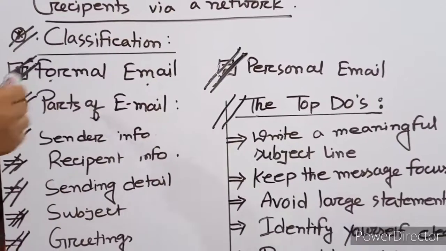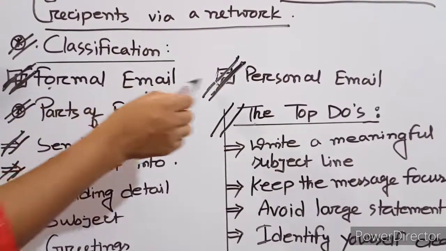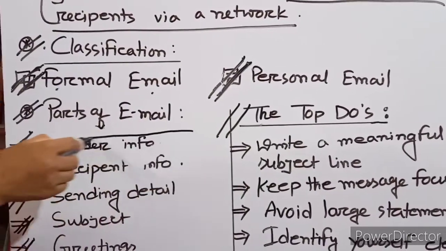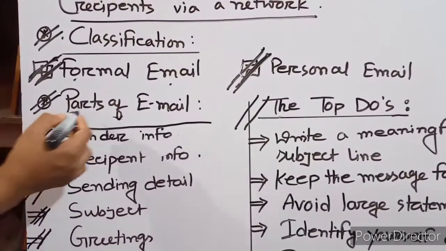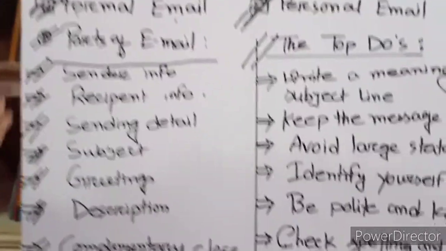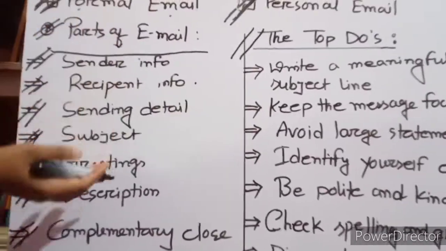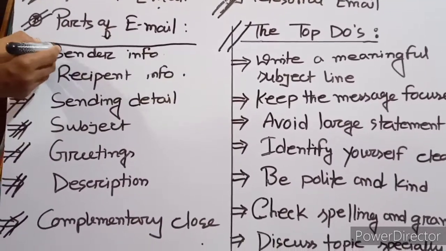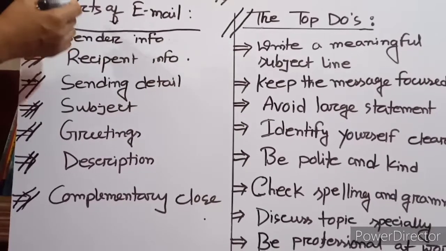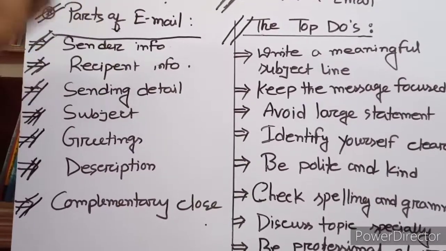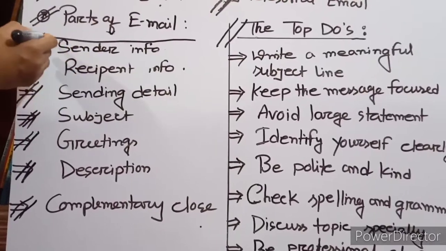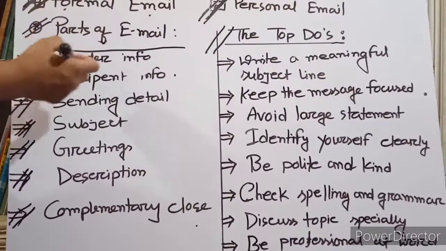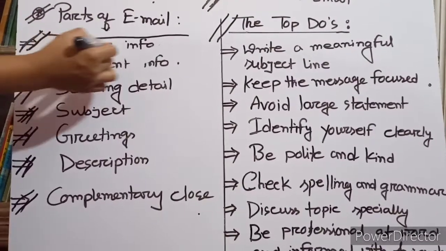So dear students, I hope you understand the definitions of formal email and personal email. Now, another important thing is the parts of an email. If you want to write an email correctly, you have to follow these parts because very important information is here. To obtain good marks, you have to include these. As I told you earlier, you have to write the sender information.